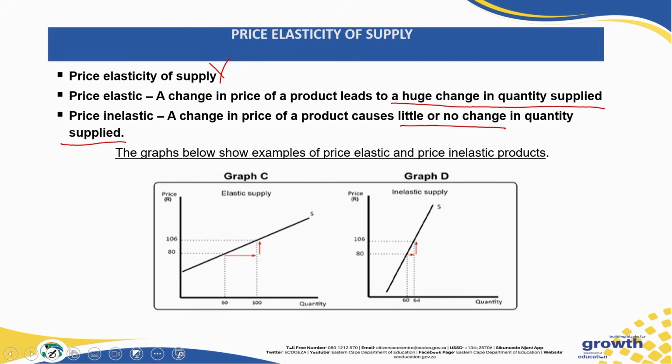Elastic supply, remember the supply curve upsloping to the right. So this is elastic when it comes to supply. Check the difference in the quantity. Check the difference in inelastic between 60 and 64. There's little change, or there's little difference. But under the elastic supply, under graph C, there's a huge change between the quantity at 60 and the quantity at 100. That is price elasticity of supply. So a product can be price elastic or price inelastic under supply, right?